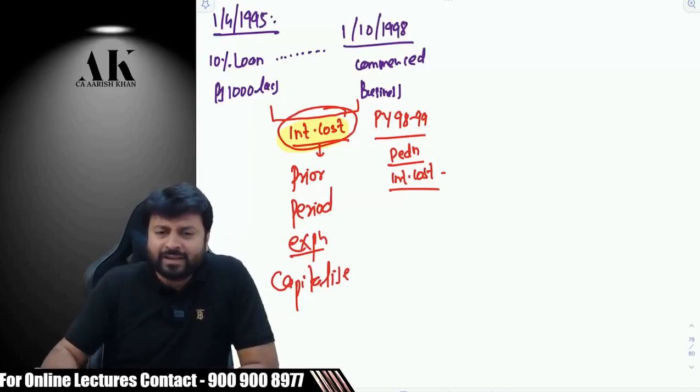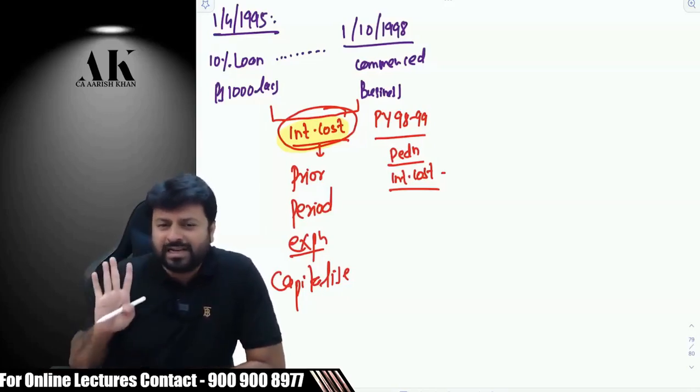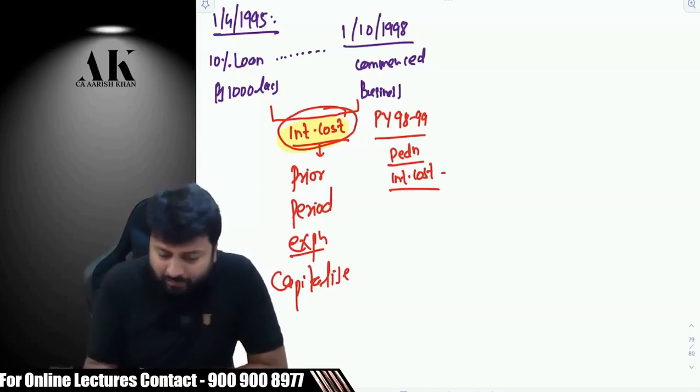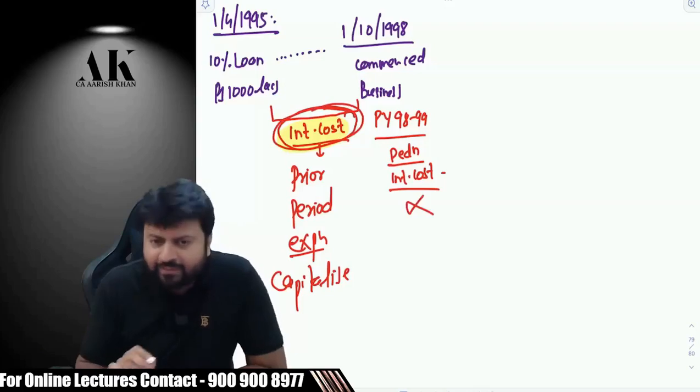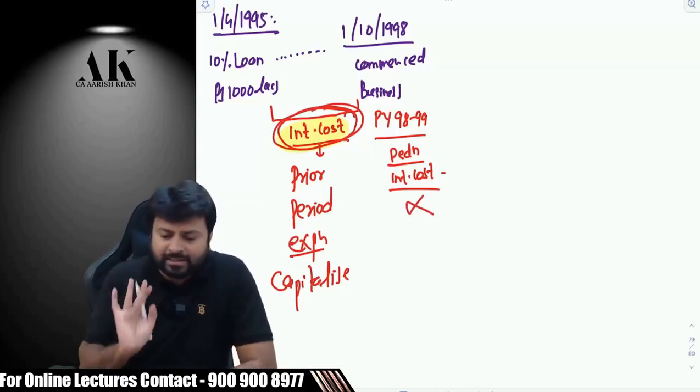Is it clear? Shall I go ahead? So I would like to ask you two questions. Please answer those two questions. First question, why this interest cost cannot be allowed as a revenue expenditure in the current year? It is a prior period. That is the reason it cannot be allowed.